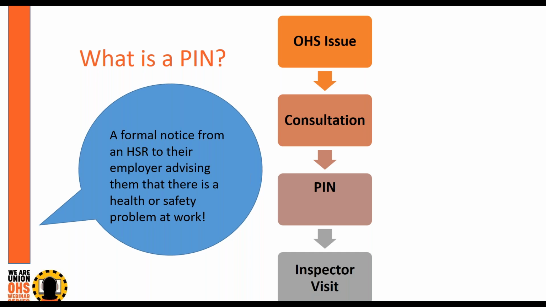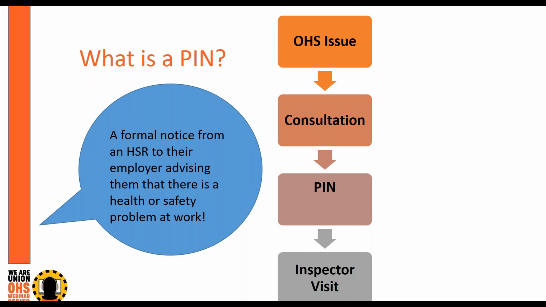So this is a formal notice from a health and safety representative to their employer, or their employee representative, advising them that there is a health or safety problem at work. But this can only be done if the rep has already consulted with the person about remedying the contravention and the employer or the employer rep has not resolved the problem. Or in other words, telling your employer or duty holder there is currently an OHS issue at work.